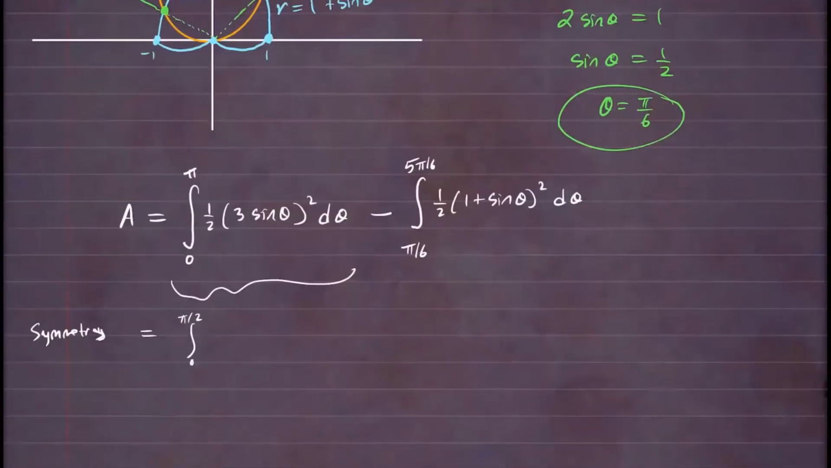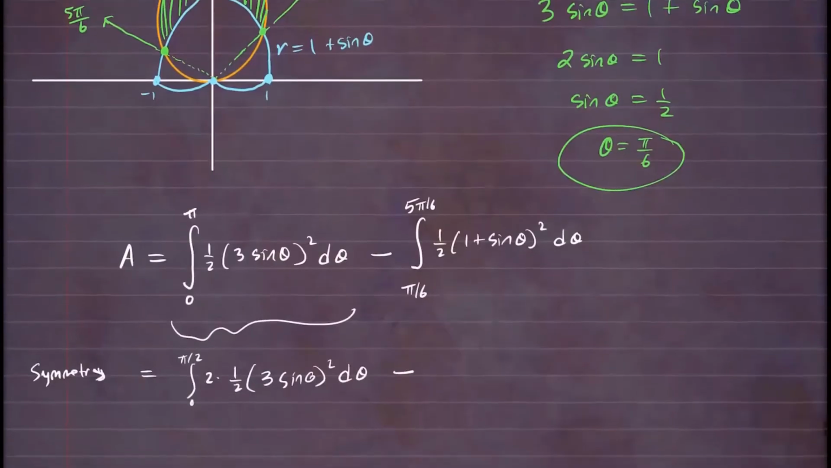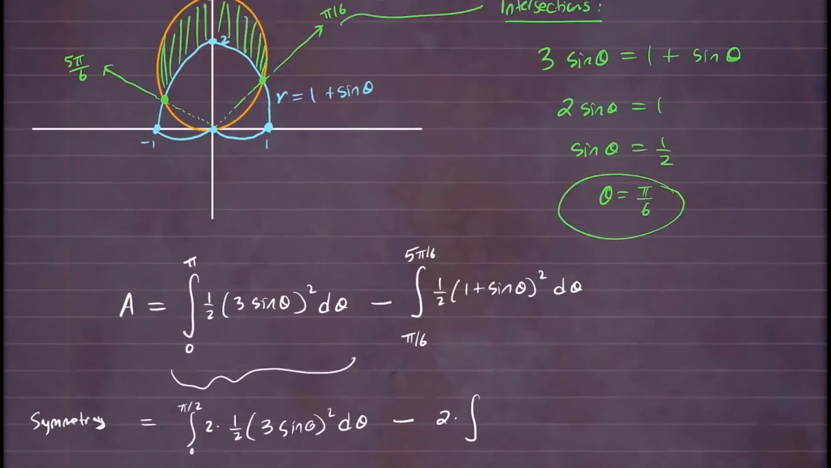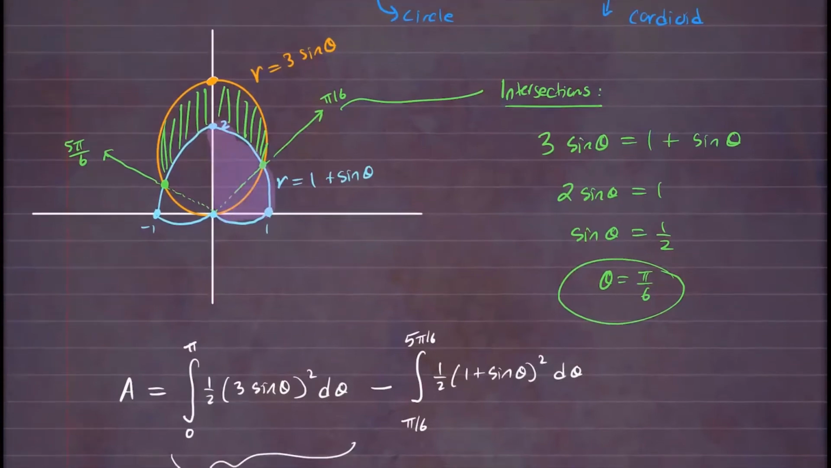So this will be 0 to pi over 2 of 2 times 1/2 3 sine theta squared d theta, minus, also using the symmetry for the second region, it will have, again, 2 times the integral. So now I'm using symmetry, so I'm only going to integrate from here to here. So not just that, just this right here.